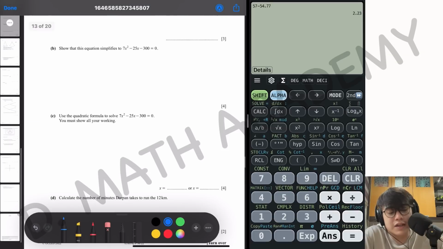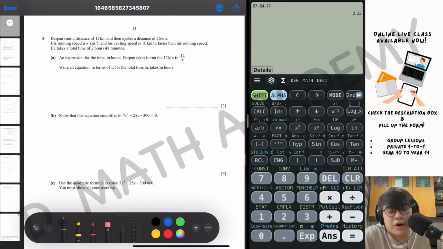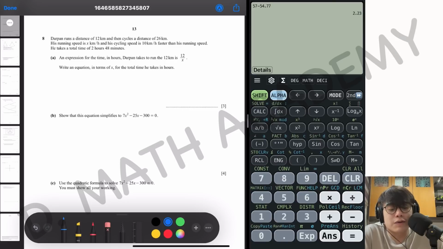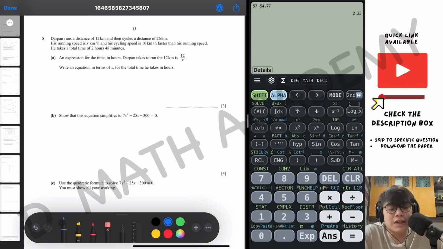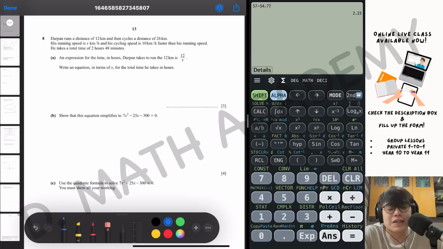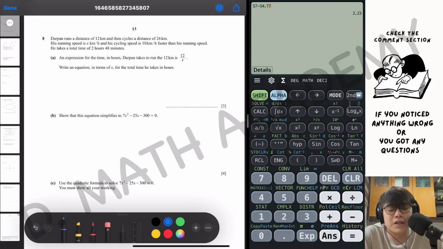Okay, we are finally at the last part of this calculation. There's only a few more to go. Darpins runs a distance of 12 kilometers and then cycles a distance of 26. His running speed is 8 kilometers per hour and his cycling speed was 10 kilometers per hour faster than his running speed. It takes a total time of 2 hours and 48 minutes.